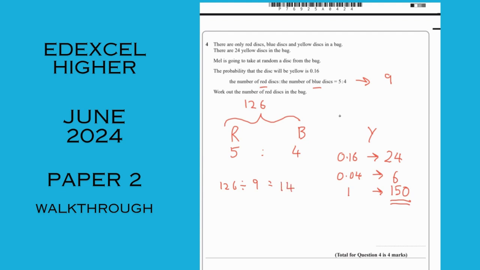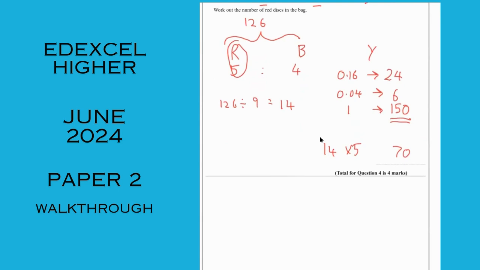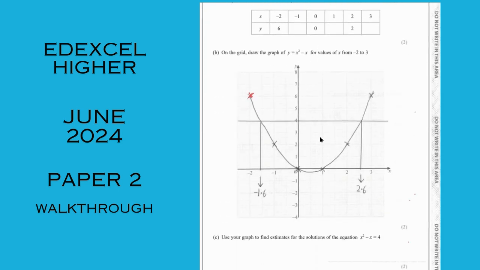Work out the number of red discs in the bag. Red has 5 of those shares. So red accounts for 70 of the discs. Did the non-calc way, but obviously it would have been faster on the calculator.